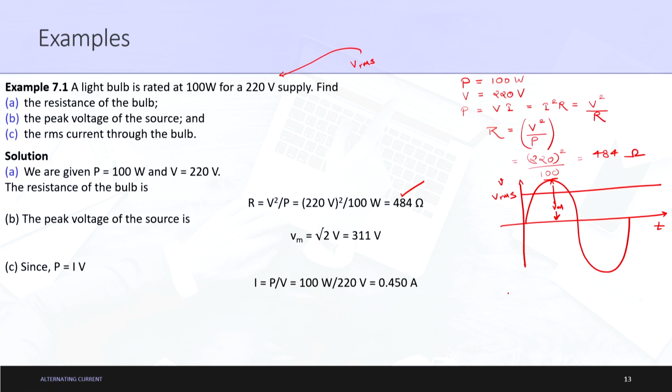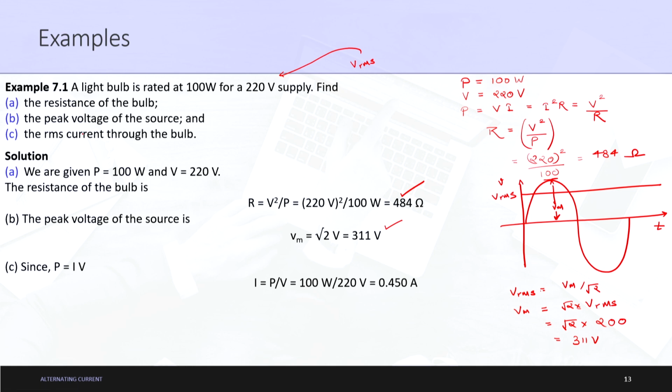We have already understood what is Vrms. Vrms is equal to Vm by root 2. Hence, we can say that Vm is equal to root 2 multiplied by Vrms. Hence, we can get the answer as root 2 multiplied by 220, which is equal to 311 volts, which is the answer for the peak voltage of the source.